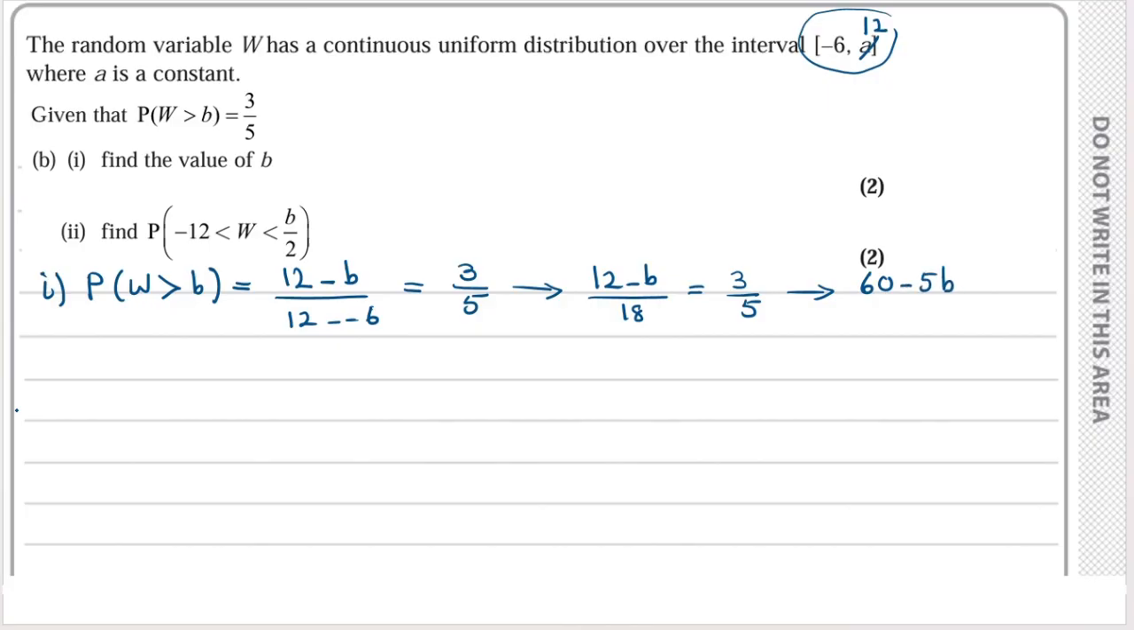60 minus 5B equal to 54. So we have 5B equal to 6, and therefore B equal to 6/5, which is 1.2. And that's the value of B, 1.2.